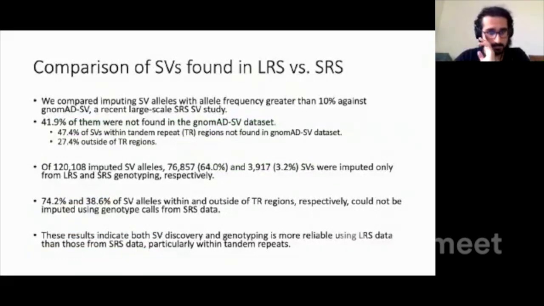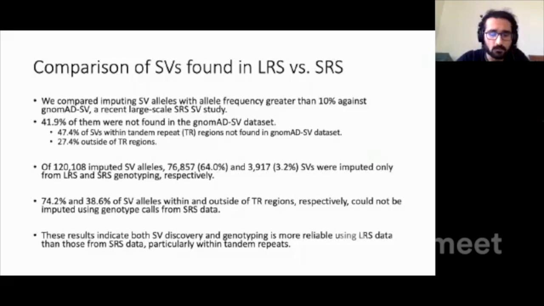Our first results regarding the comparison of SVs found in long-read sequencing versus short-read sequencing were as follows. We first looked at our SVs that are greater than 10% allele frequency against gnomAD-SV, a recent large-scale SV study. We used 10% just because we wanted to make sure that gnomAD would also have those SVs. We found that about 42% of them were not found in the gnomAD data.